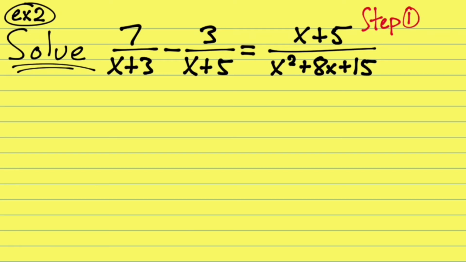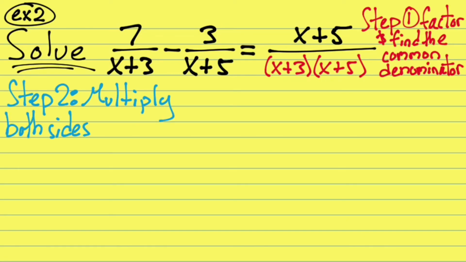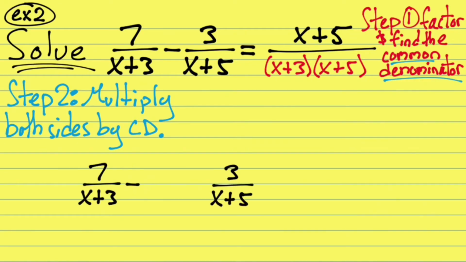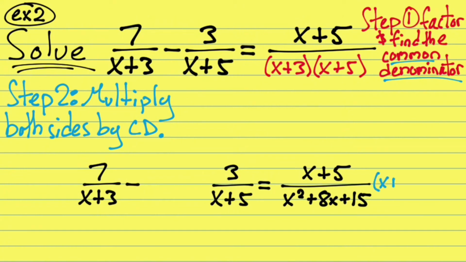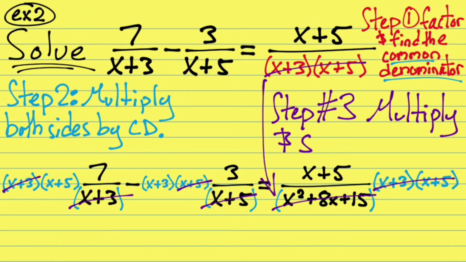Once again, we're going to start with step 1, factoring your denominators to figure out what the common denominator is. So we're going to get an x plus 3 times x plus 5 from the x squared plus 8x plus 15 denominator that started off there. And now we can see that the unique denominators we have are just x plus 3 and x plus 5. So we're going to multiply both sides of this function by that common denominator, x plus 3 times x plus 5. All three parts of this rational equation are going to get that common denominator.